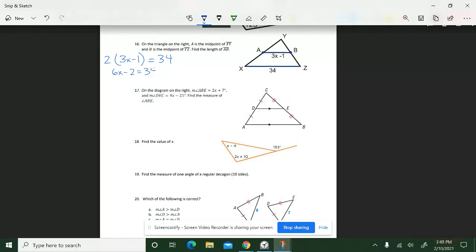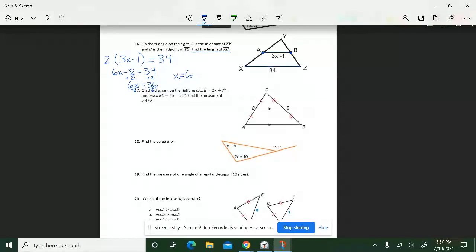Get 6x minus 2 equals 34. 6x equals 36. So I figure out that x is 6. This question, though, is not asking for the value of x. It's asking us for the length AB. So I will then take x and plug it back in.